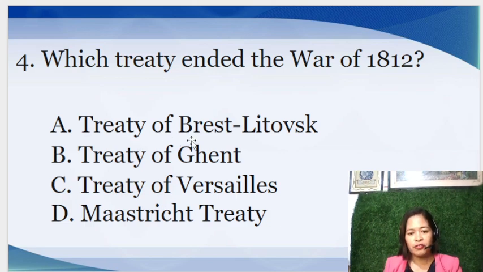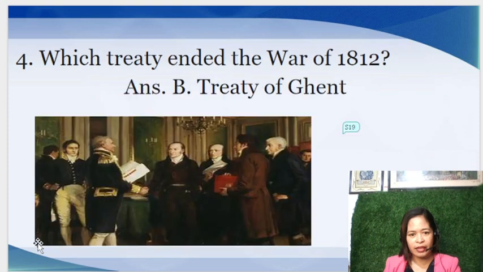A. The Treaty of Brest-Litovsk, B. Treaty of Ghent, C. Treaty of Versailles, and D. Maastricht Treaty. The answer is letter B. It's Treaty of Ghent. The Treaty of Ghent was the peace treaty that ended the War of 1812 between the United States and the United Kingdom. It took effect in February 1815. Both sides signed it on December 24, 1814 in the city of Ghent, United Netherlands, now Belgium.